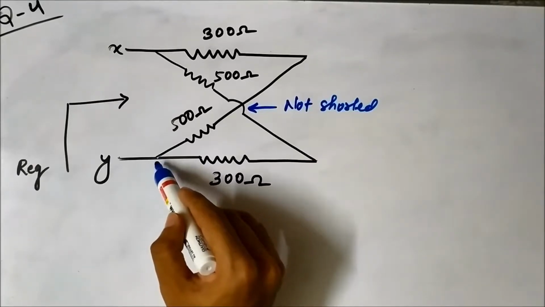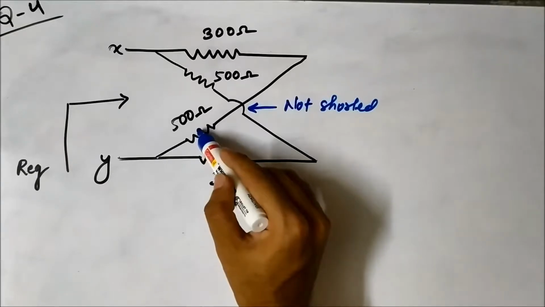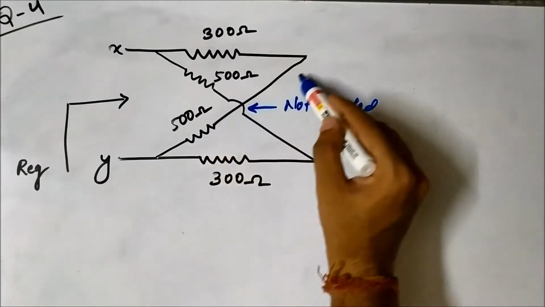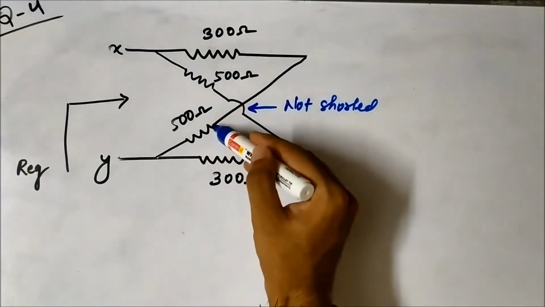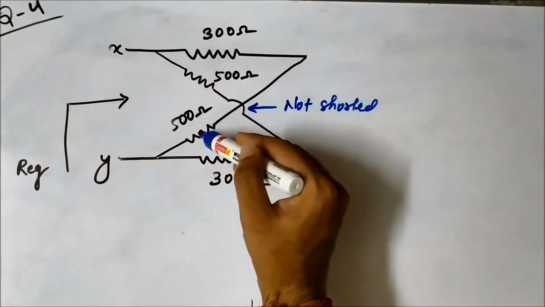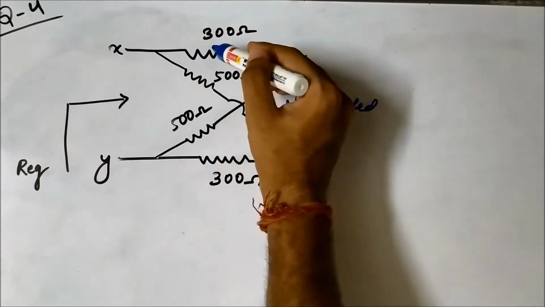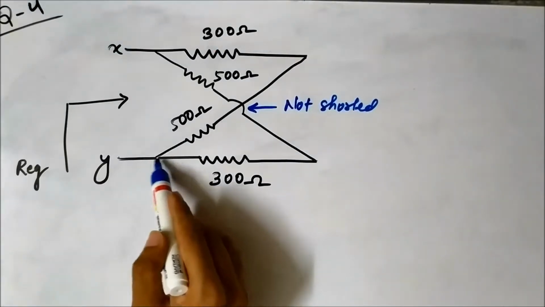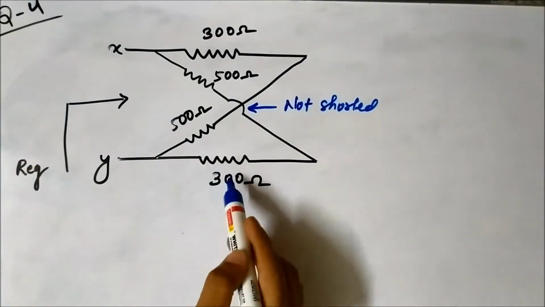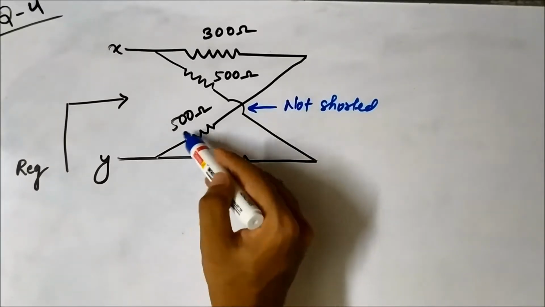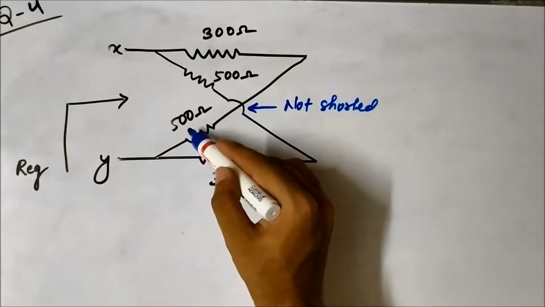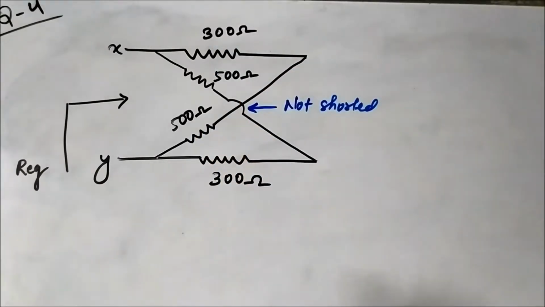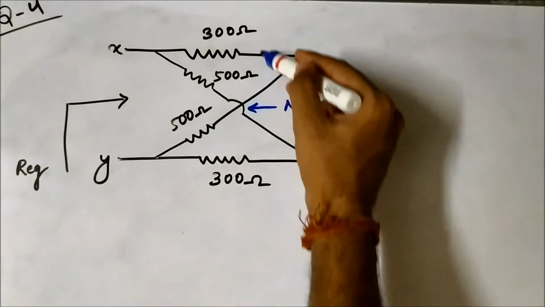This 500 ohm resistance has its other end connected to this top 300 ohm resistance. So there is an end-to-end connection pattern of this 500 ohm and this 300 ohm resistance, while the left end of this 300 ohm resistance and the left end of this 500 ohm resistance are connected at one common point. So this 500 ohm resistance and this 300 ohm resistance are connected in series. It will get added up here.